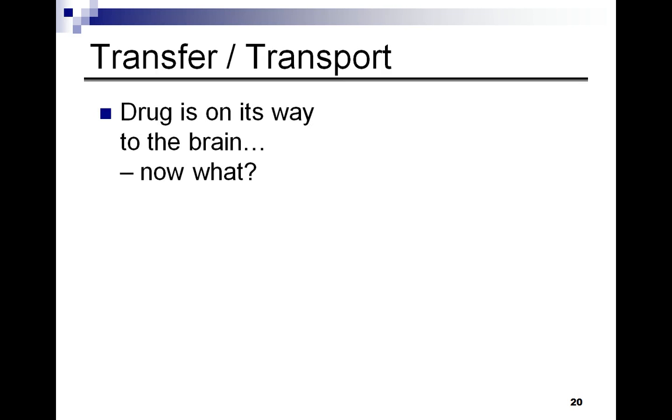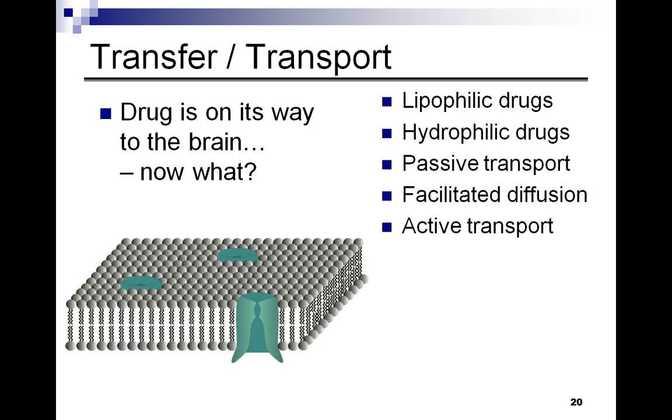We've talked about absorption and distribution of drugs, and it's time to talk about transfer and transport. We know the drug is on its way to the brain, and what actually has to happen? Well, there's a blood-brain barrier, which is made up of a lipid bilayer, and most of our cell membranes are made up of this lipid bilayer. So lipophilic drugs are usually able to cross this bilayer pretty easily through some sort of passive transport.